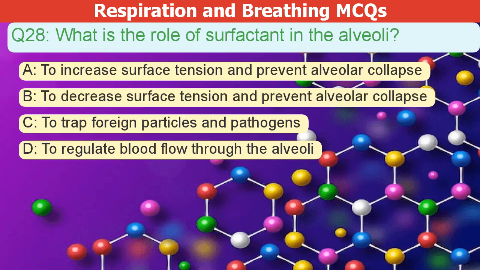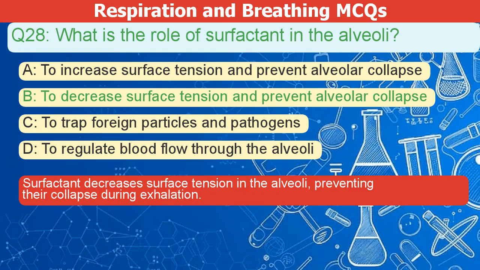What is the role of surfactant in the alveoli? A. To increase surface tension and prevent alveolar collapse. B. To decrease surface tension and prevent alveolar collapse. C. To trap foreign particles and pathogens. D. To regulate blood flow through the alveoli. The correct answer is B. Surfactant decreases surface tension in the alveoli, preventing their collapse during exhalation.